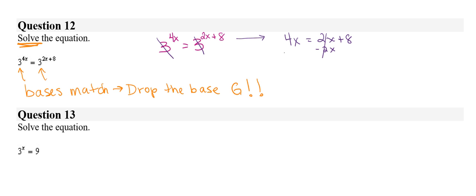Finish solving. 2x equals 8. Divide by 2. And we've solved to get x equals 4.